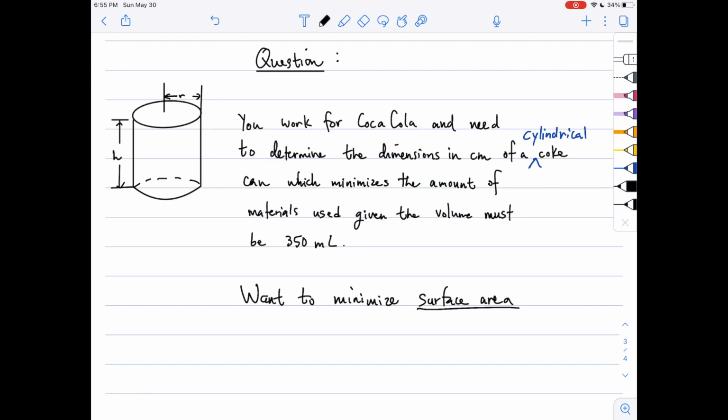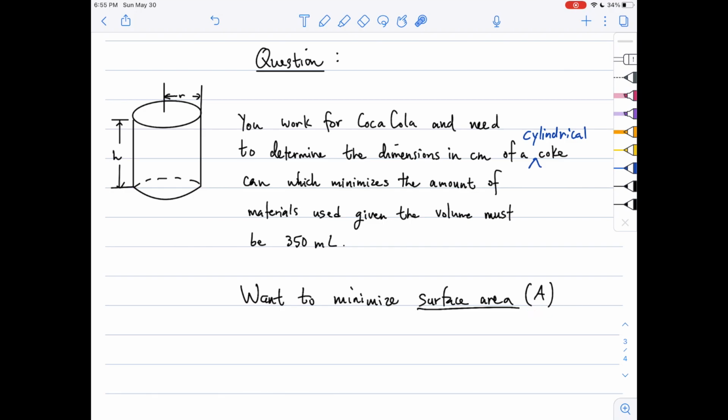Now, the other thing that's important to do is give letters to things. I've already done this, but here I'm saying R is the radius of the cylindrical can. H is the height of the cylindrical Coke can. And now I've introduced a third variable, which is the surface area of the can. So it's a good idea to write down what variable you're going to be using to represent surface area. I'm just going to use the letter A, but you can use whatever you want.